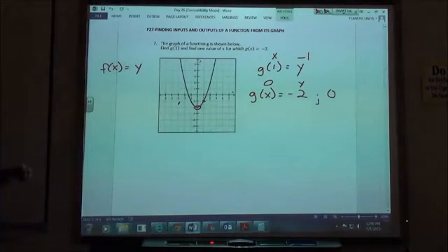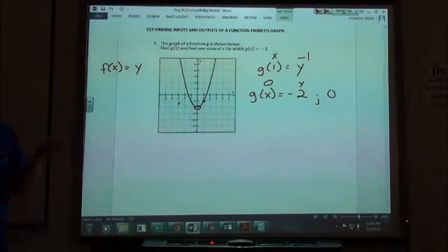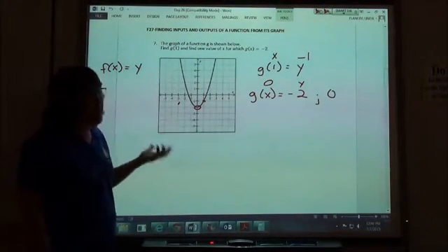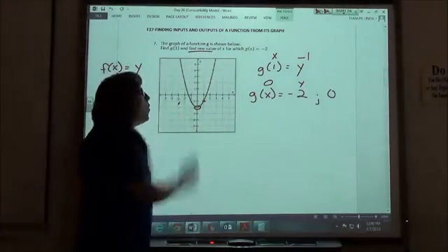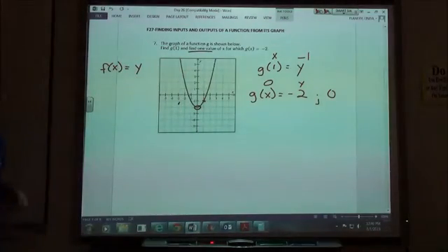Sometimes you have more than one value. You're just going to pick out one of them that works. They don't want you to put both in. Just find one if there's more than one. So any of the answers would be correct.